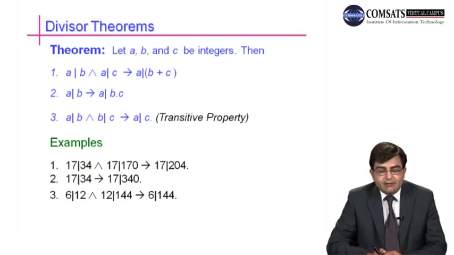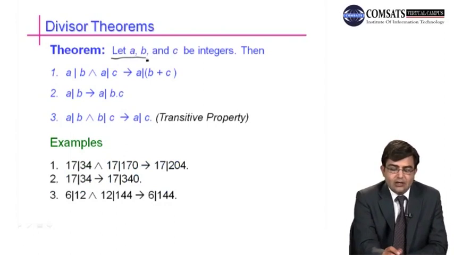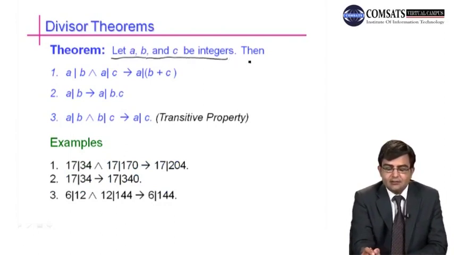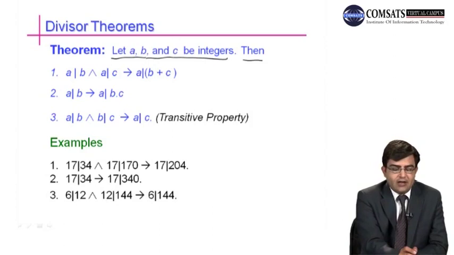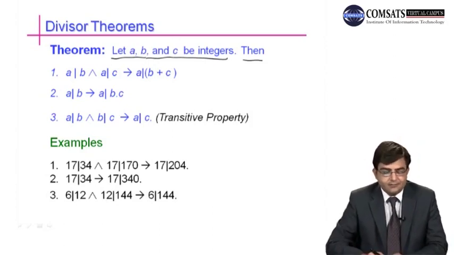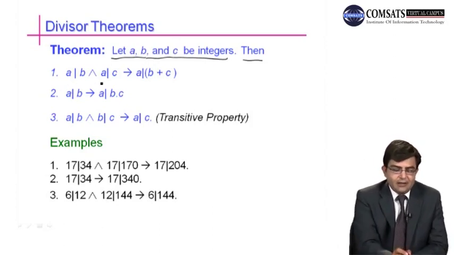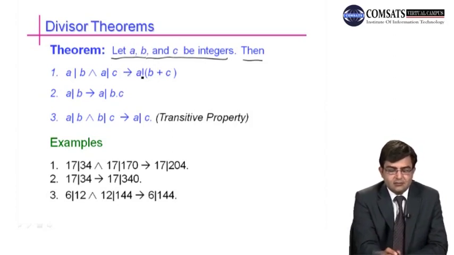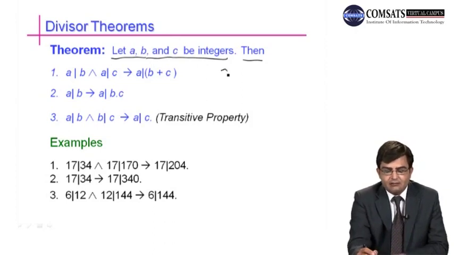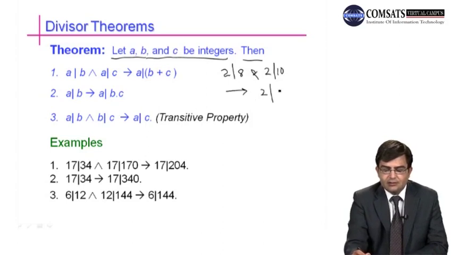Now next is the divisor theorem. What we state in this theorem: if we have three numbers a, b and c which are integers, then we have these three results. If a divides b and a divides c, this implies a divides b plus c. For example, if 2 divides 8 and 2 divides 10, this implies 2 divides 8 plus 10.